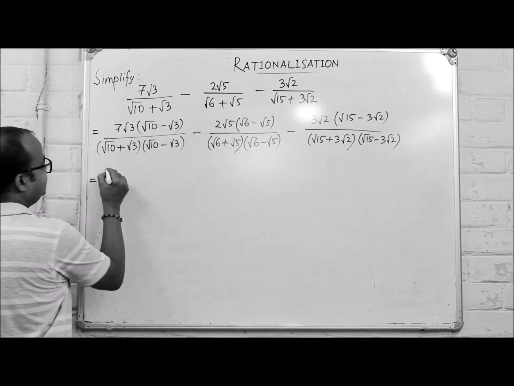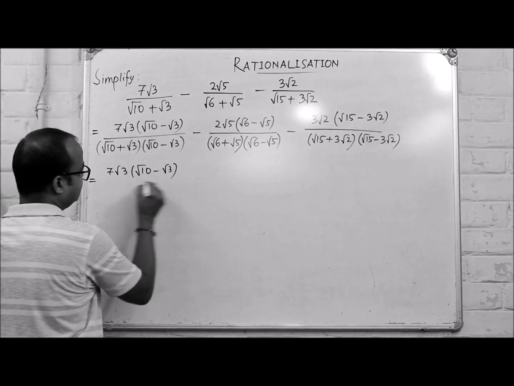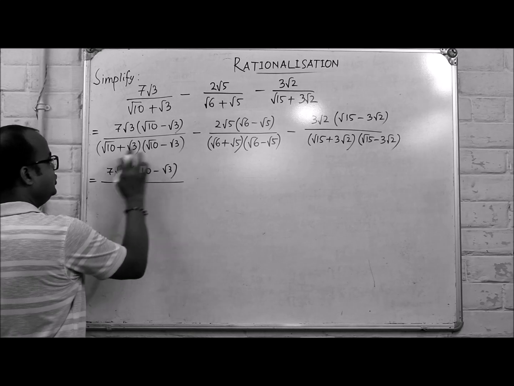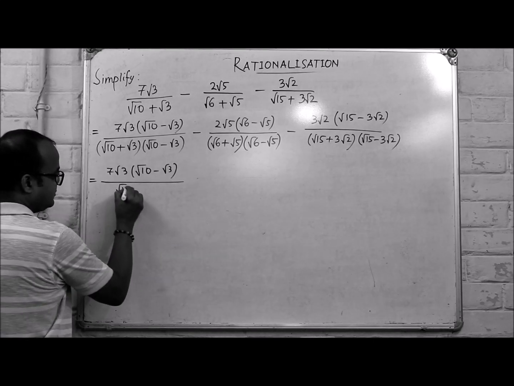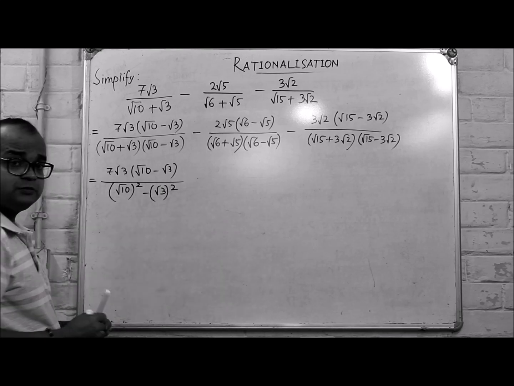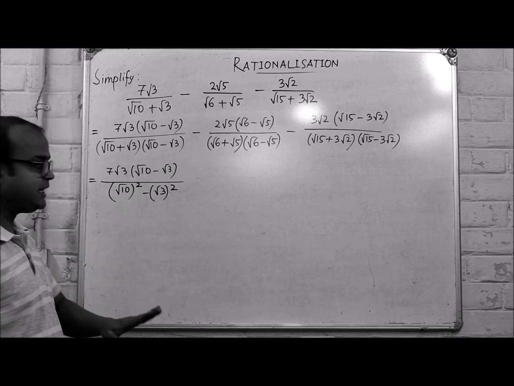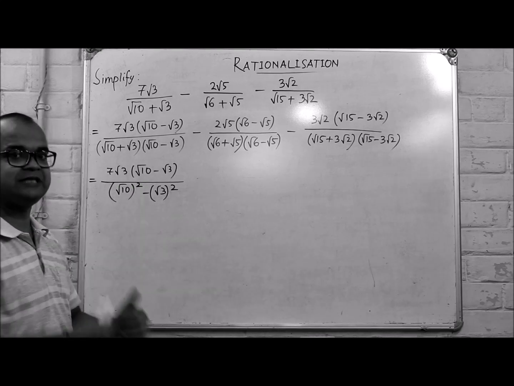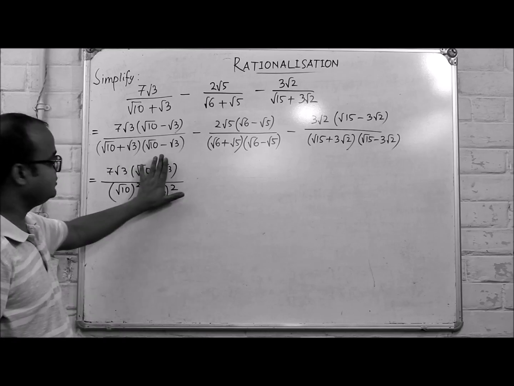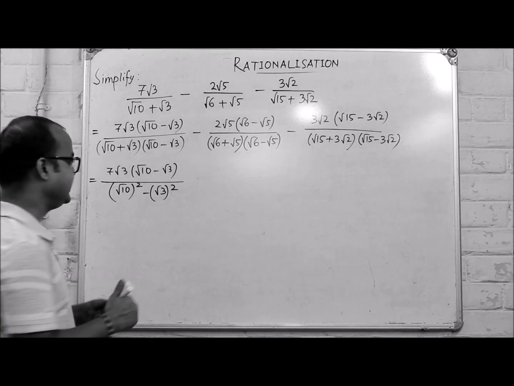Now, first we simplify this one: 7 root 3 into root 10 minus root 3, by a plus b into a minus b. So root 10 square minus root 3 square. Here I am not multiplying these two numerator terms. Don't multiply; we'll check if any term will get cancelled, so that will reduce our calculation part. So leave the numerator term as it is. If required, we multiply later on.